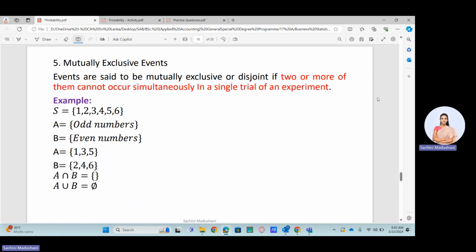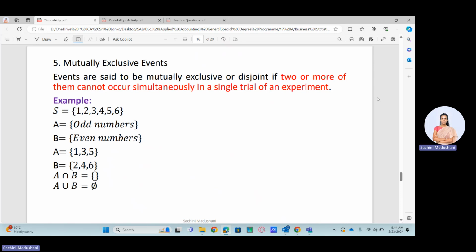What are the elements we can write as an intersection? Are there any common elements? No, there are no common elements. Then we can only draw the empty curly brackets, because there is no element. Then we can say A and B are mutually exclusive.